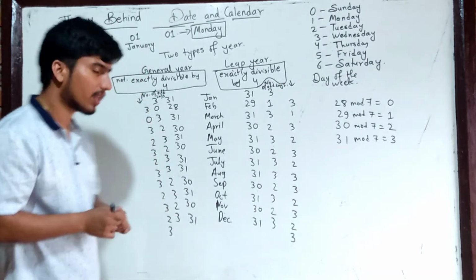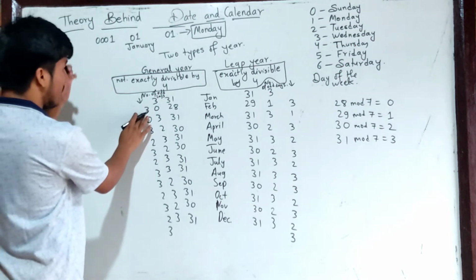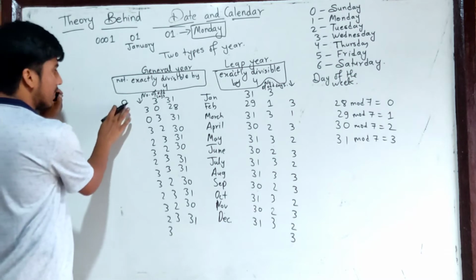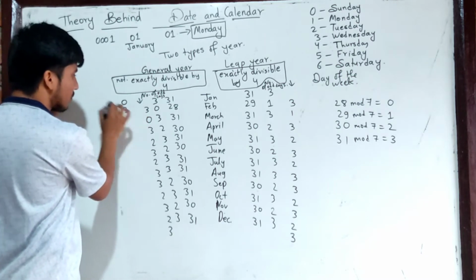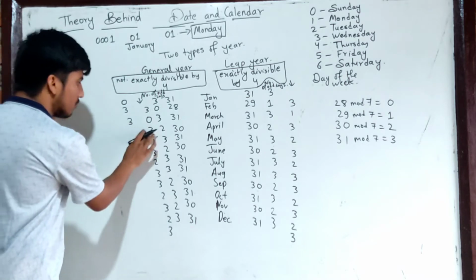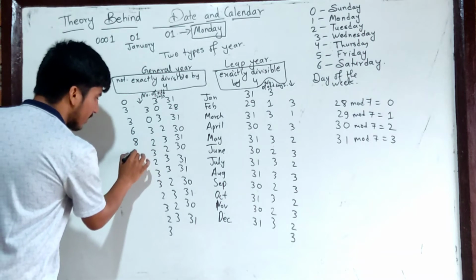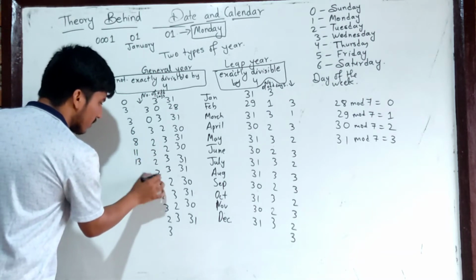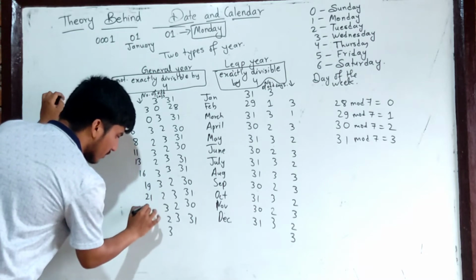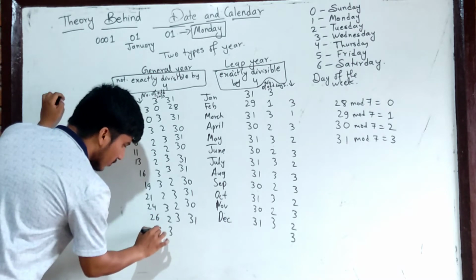So for that, let's figure out the first number of odd days here. For January it is 0, right? And if we add 0, 3, this gives us 3; 3, 0, 3; 3, 3, 6; 6, 2, 8; 8, 3, 11; 11, 2, 13; 13, 3, 16; 16, 3, 19; 19, 2, 21; 21, 3, 24; 24, 2, 26; 26, 3, 29.